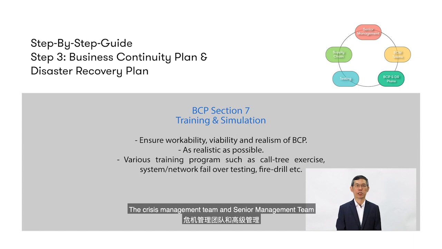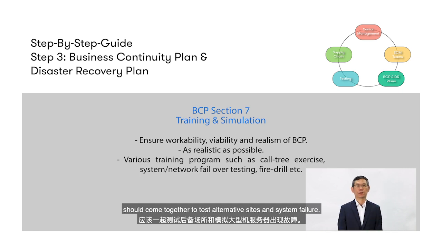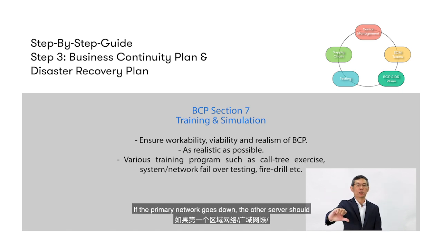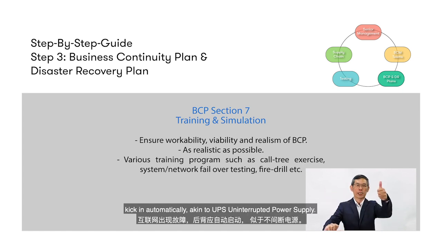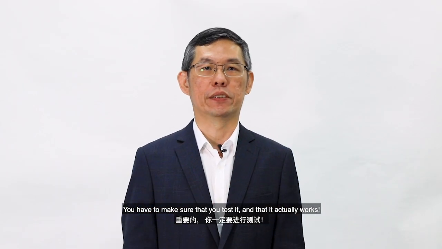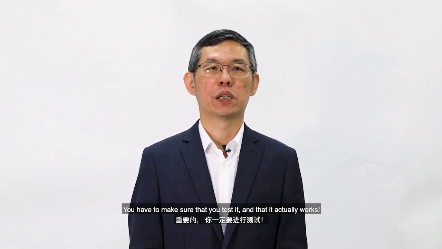The senior management team, together with the crisis management team, comes together to test alternate websites and system failure. Say I have 2 servers and 2 databases. My first network goes down, the other network should ultimately come up. It's akin to a UPS, uninterrupted power supply. I cut off one line, the other should automatically go up. Make sure that you test it and it actually works.